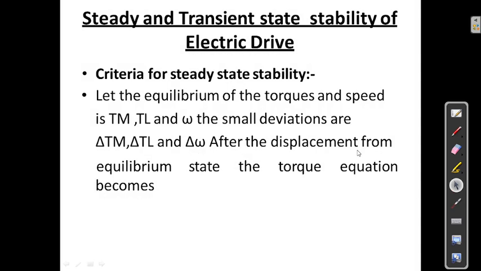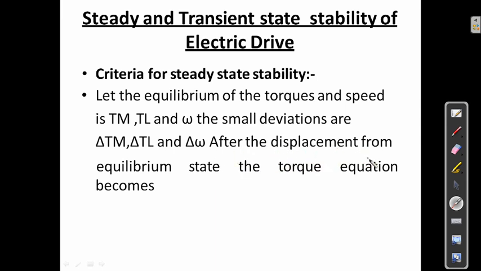So the criteria for steady state stability are: now the equilibrium of the torques and the speed is Tm, TL and omega. The small deviations are delta Tm and delta TL. Delta means the variations from that. Tm means motor torque, TL is load torque and speed is omega. So the small deviations are delta Tm, delta TL and delta omega.